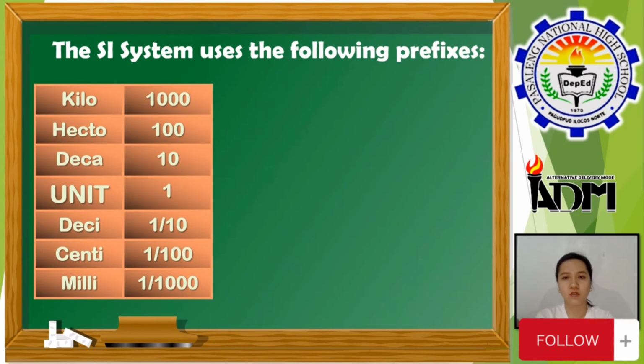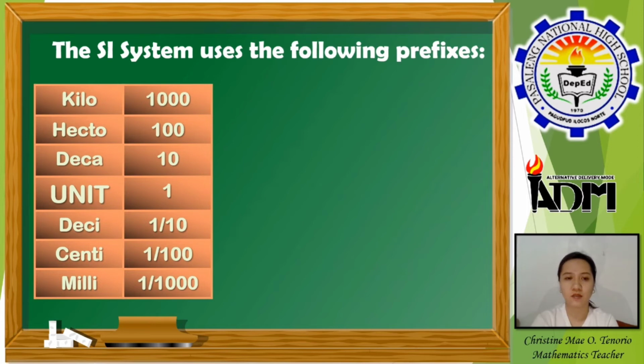For the SI units, it uses the following prefixes. First is the kilo, then hecto, deca, unit, the basic unit, or the basic units are meter, liter, and gram, and then deci, centi, milli. So for kilo, we have here 1,000 and hecto 100. Kung mapapansin mo, it is a factor of 10. Paliit ng paliit, i-divide mo lang siya ng 10.